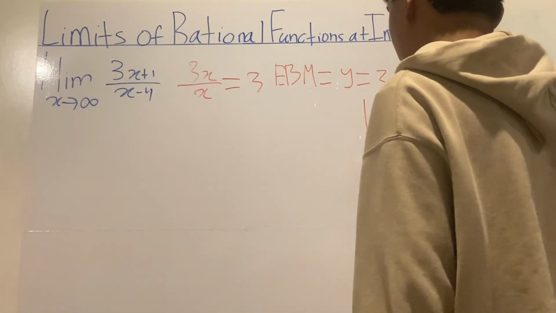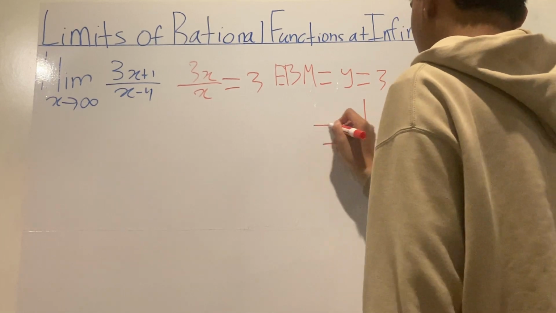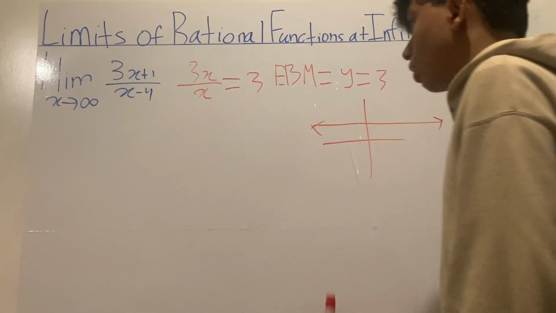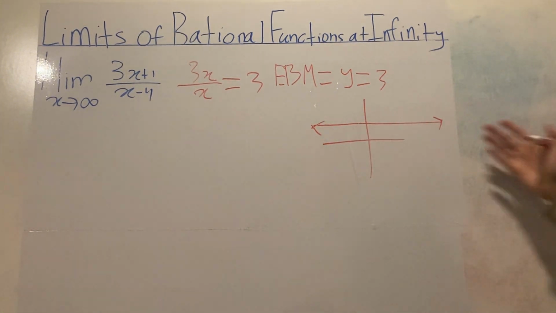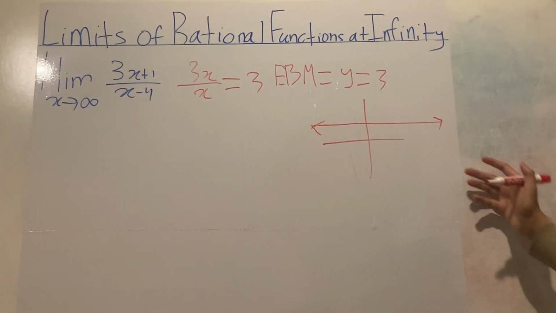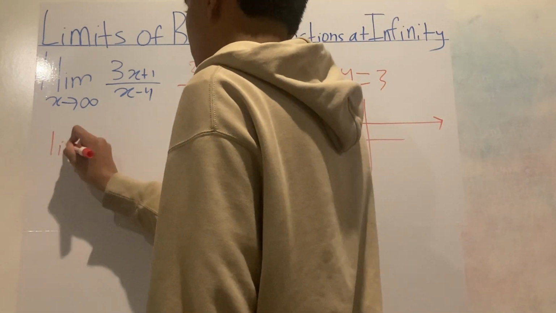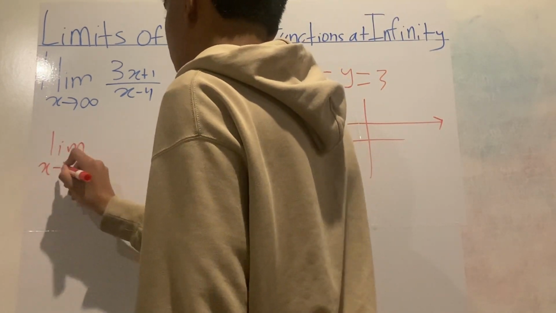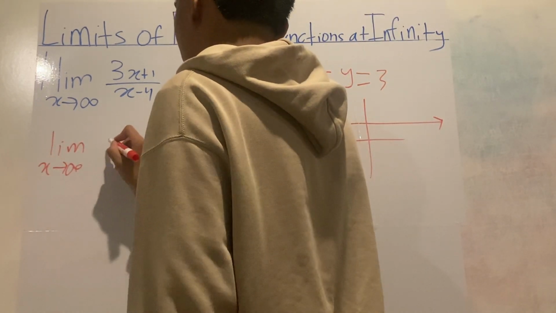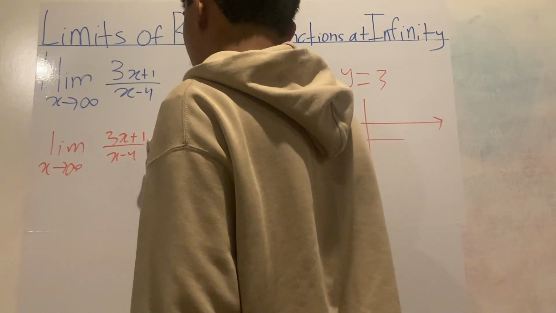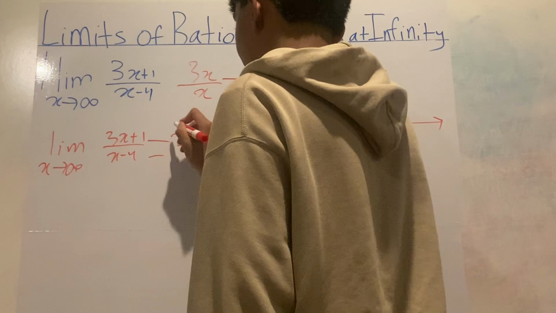So when y equals 3, the graph of that would look like just a straight line across at y equals 3. So when x approaches infinity, it's going to be 3. No matter what value it approaches, it's always going to be 3. So we can just say the limit as x approaches infinity of 3x plus 1 over x minus 4 equals 3.